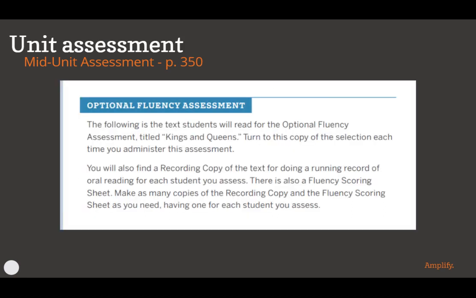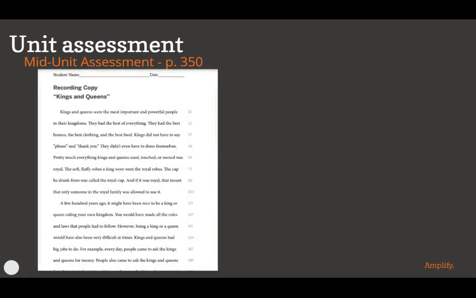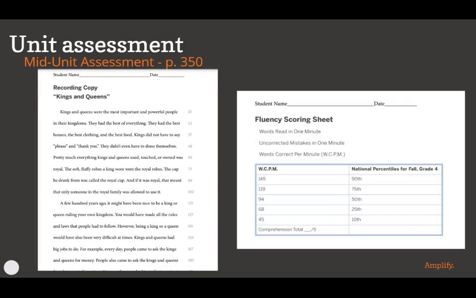There is an optional fluency assessment included in the mid-unit assessment. We do recommend you administer the fluency assessment, as it will provide valuable information about your students. You will work with students one-on-one as they read a passage aloud to you while you record notes. A fluency scoring sheet, guidelines for scoring, fourth grade fluency norms, and other information are provided for you in the teacher guide, starting on page 350, to help you analyze the results.